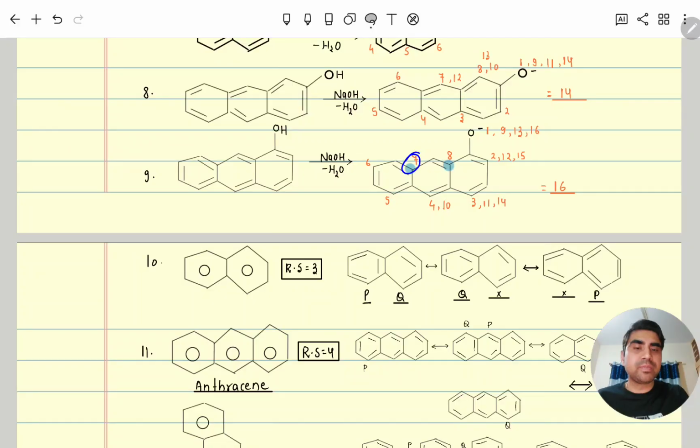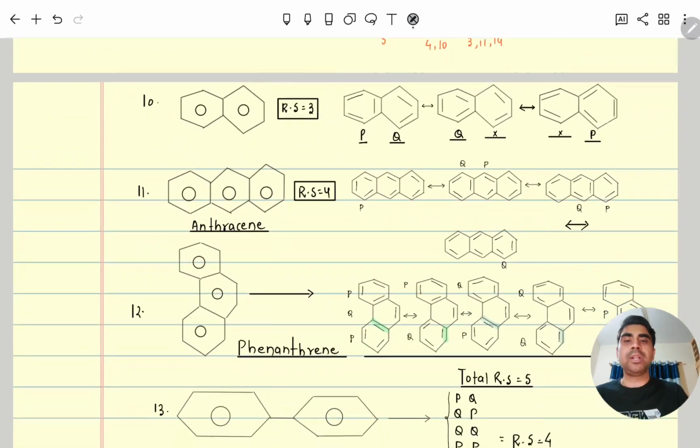Now from 7 this one is done, this direction. So we'll go by this direction. So 7, then after 9 already done, 10, 11, 12, 13. And from here 14, 15, 16. So total 16 resonating structures.